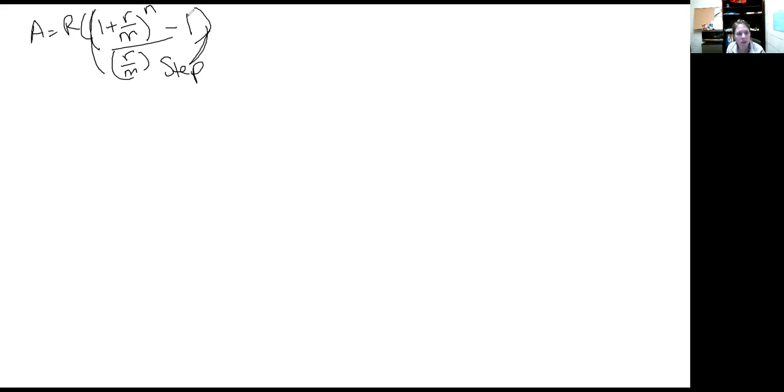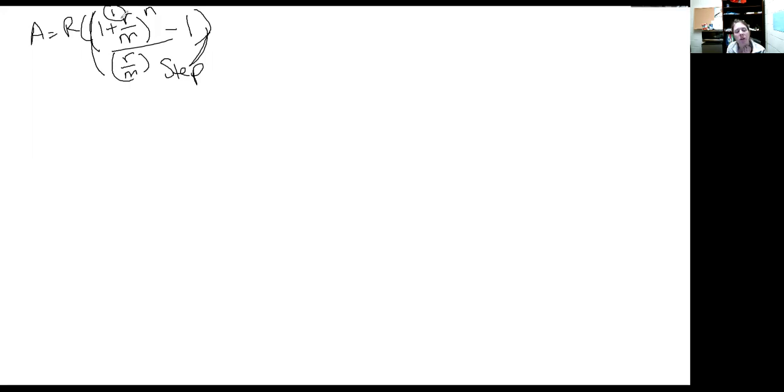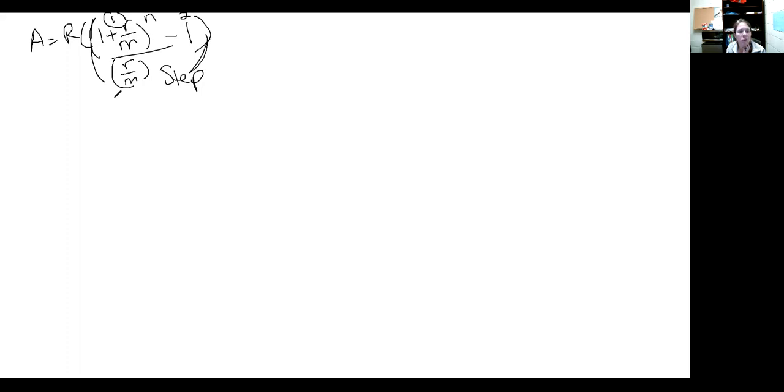Okay, all of this is in parentheses. So when you do this, really the first thing you need to do is this part first, then you subtract the 1, okay? Then you divide it by this part, and then the last thing you'll do is multiply, because in the order of operations we do parentheses and parentheses again, and then the division part, okay? So step 1 is to always do your 1 plus r over M to the n power, okay?